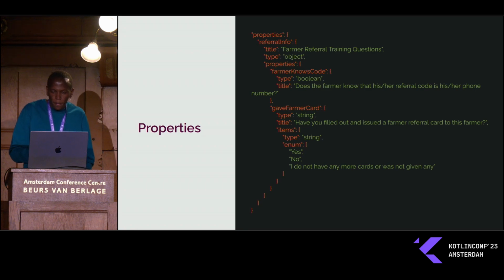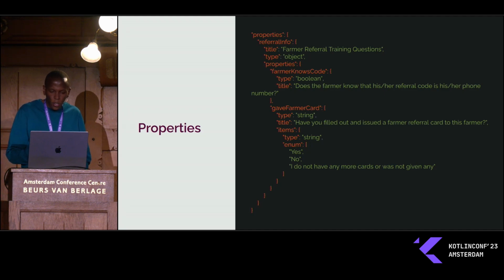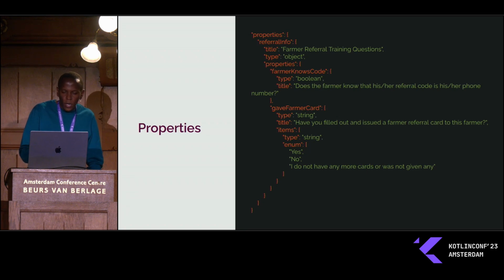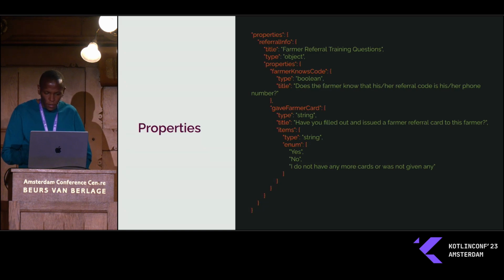We have another field as well called give farmer card. It's a type of string, and it also has its title, and also a list of items. So in this case, we are going to show either, we have different types. We can show checkboxes, we can show radio buttons or radio groups. So depending on the type, and a combination of the items, we switch the different UIs as appropriate.